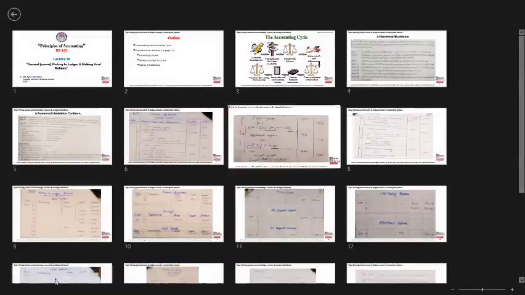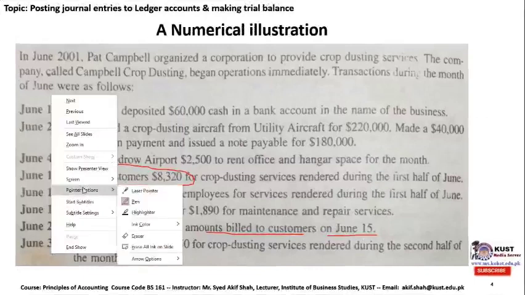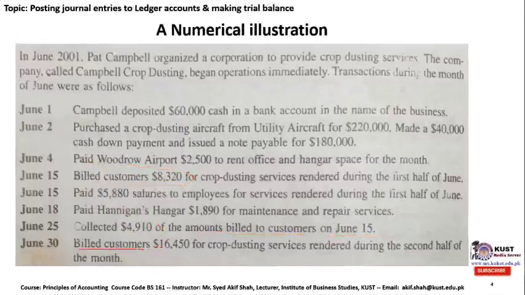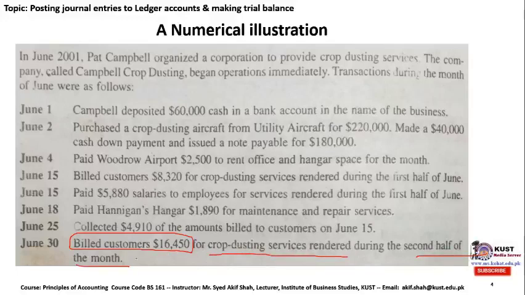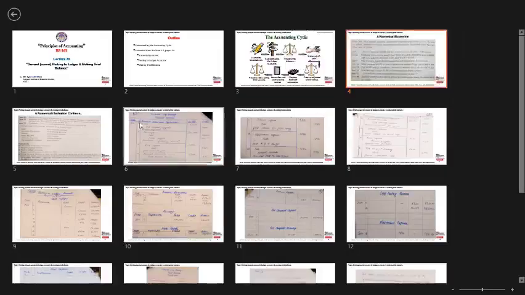Let's move back to discuss the next transaction. We have of June 30th. Once again, we are going to bill the customer for the second half of the month. We have billed the customer and the amount is $16,450 for the crop dusting services rendered during the second half of the month. So therefore, once again, the entry will be synonymous to our carbon copy of June 15. However, the amount will be changed to $16,450. So therefore, I'll not explain in detail, rather move ahead.